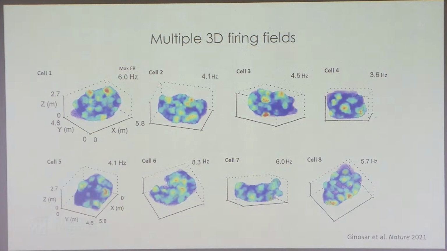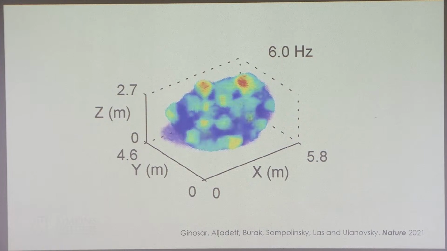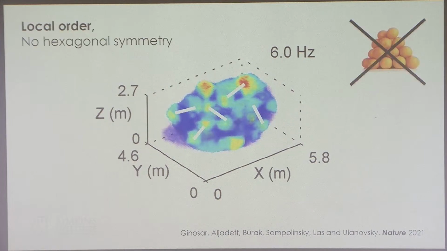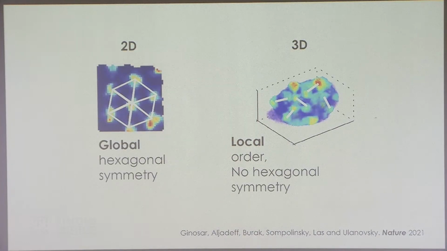And here are 8 different cells in the same room. And ultimately, what we found is that these fields are not arranged in a hexagonal lattice arrangement or in any other lattice arrangement. Instead, they were ordered in a local order. They exhibited a local order where neighboring fields had a fixed distance on average between them, but no hexagonal symmetry. So to sum this up, grid cells in 2D exhibit a global hexagonal symmetry, in 3D only a local order.